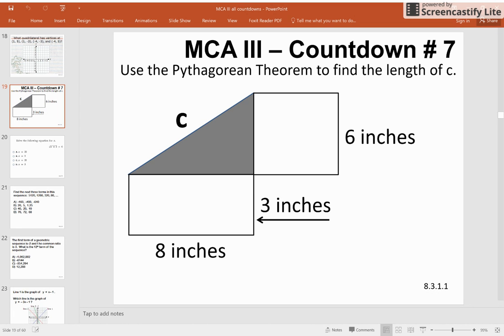Next, find the next 3 terms in this sequence. So the first thing I want to figure out is, chances are it's going to be either an arithmetic or an adding sequence, or a geometric or a multiplying sequence. I see these numbers are really big and they're getting small very quickly. So usually what would do that would be multiplication or division.